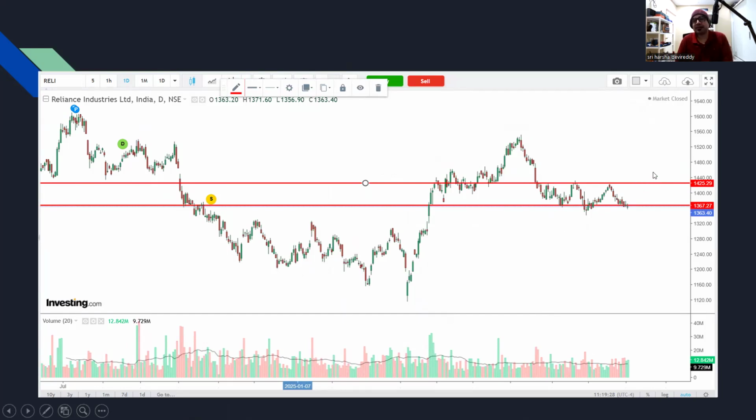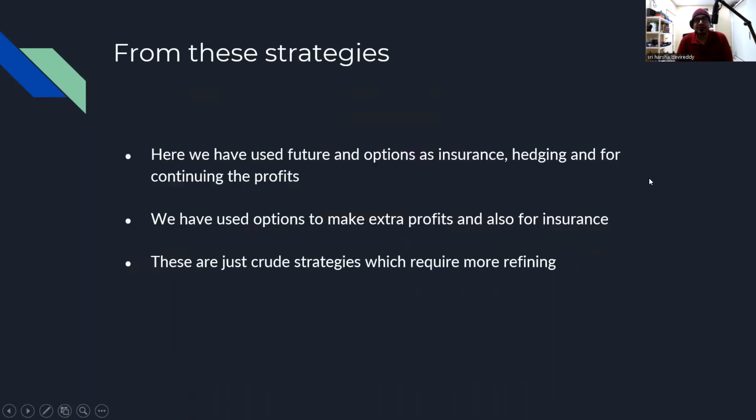This time you'll make money as the stock is rising. Do you understand? So here is how I used my futures and options. In the first one, I used it as insurance, to limit my downside. And in this one, I have used it for hedging and continuing profits. You can buy call, you can buy put, you can do whatever you want. So we have used options to make extra profits, and we have also used it for insurance.